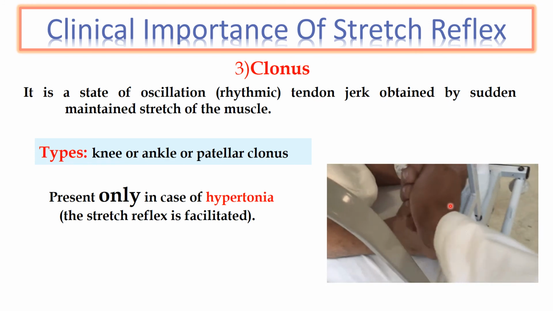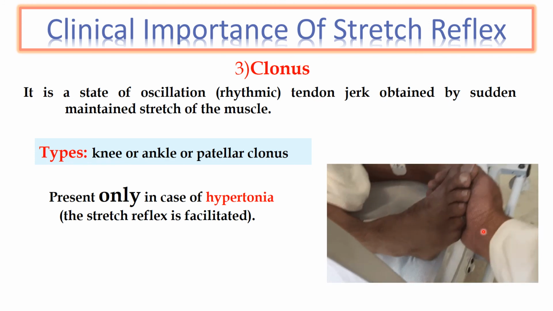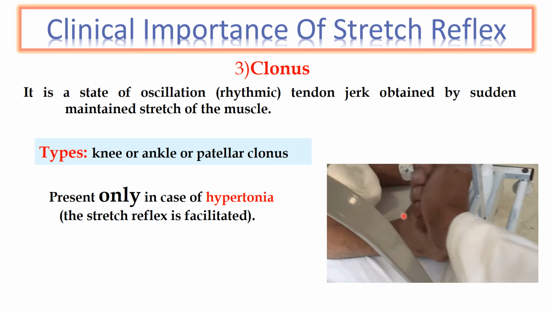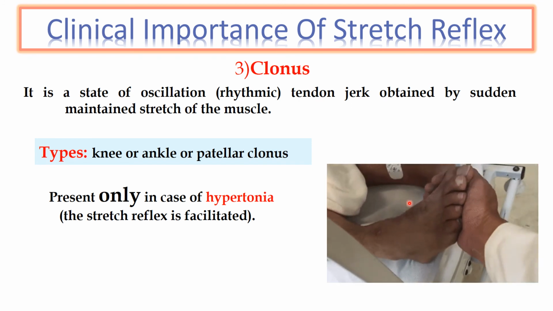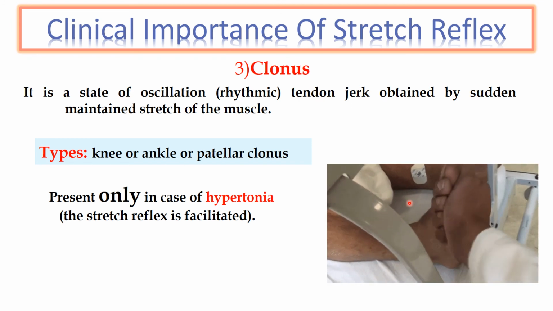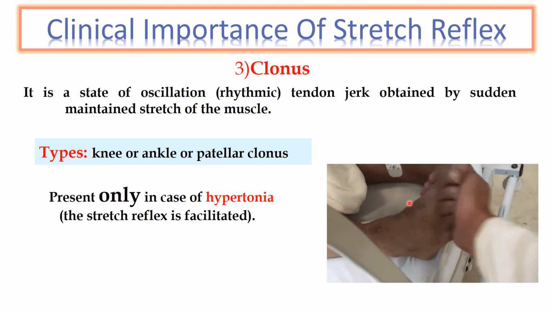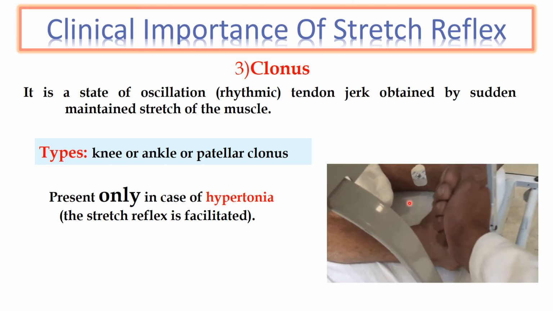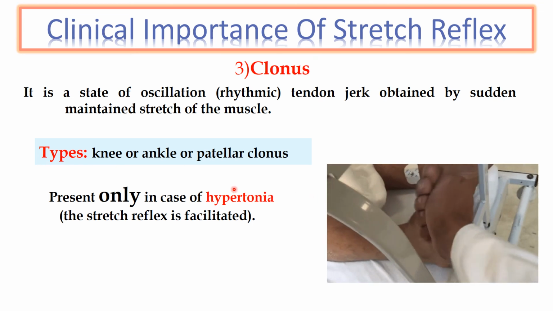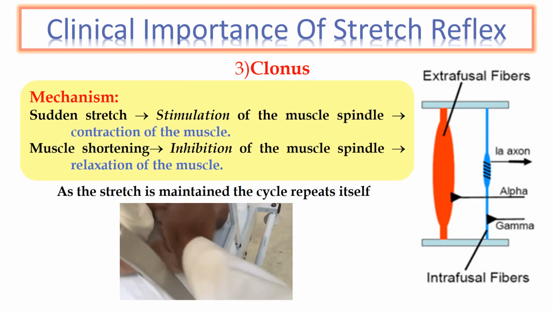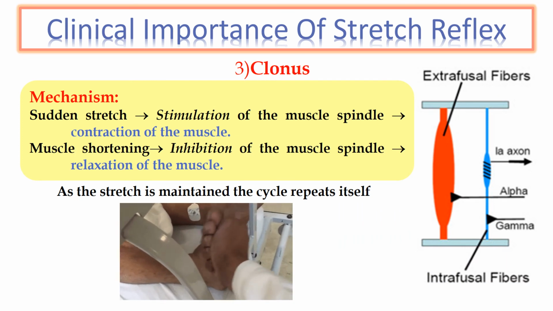Here the Achilles tendon is suddenly stretched and the stretch of the muscle is maintained, leading to this oscillatory or rhythmic tendon jerk. It occurs in the ankle or knee in particular, in case of hypertonia, in case of increased muscle tone, or when the stretch reflex is facilitated. Explain it by this mechanism.